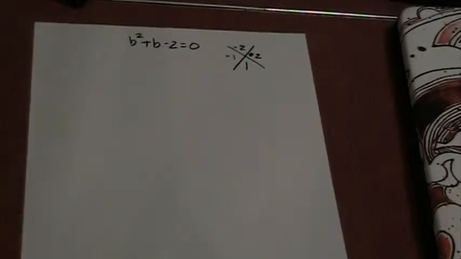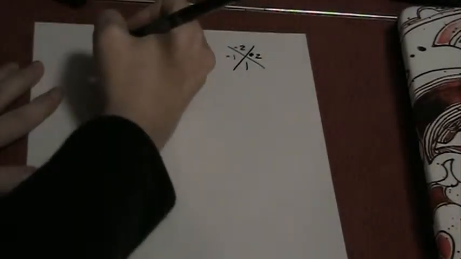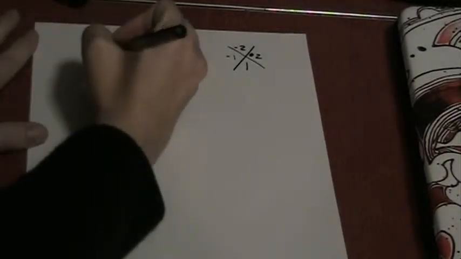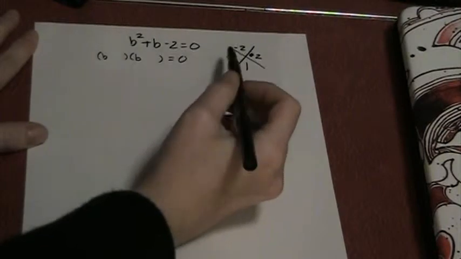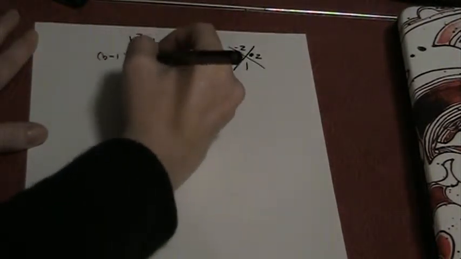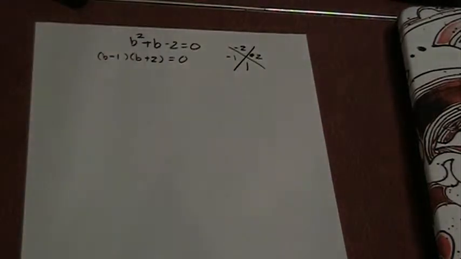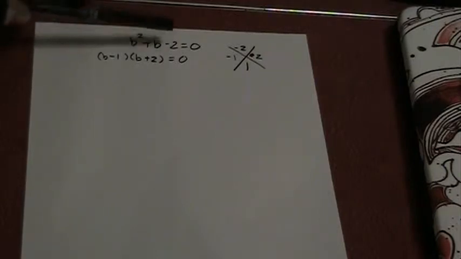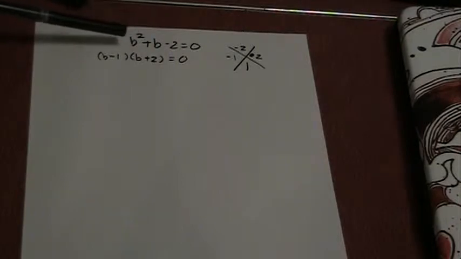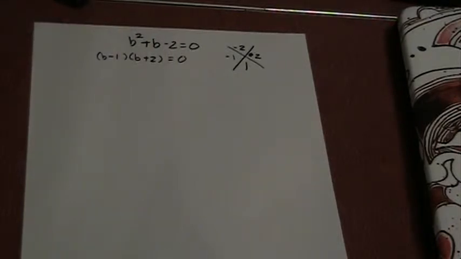So once I have that, I create my two sets of parentheses for my two binomials that would multiply out to equal b squared plus b minus 2. And I place a variable in each one, and then I just fill in the two numbers I found to solve my X puzzle. So what I have now is the undistributed form of b squared plus b minus 2. If I multiplied these two binomials out, my result after simplifying would be my original trinomial.